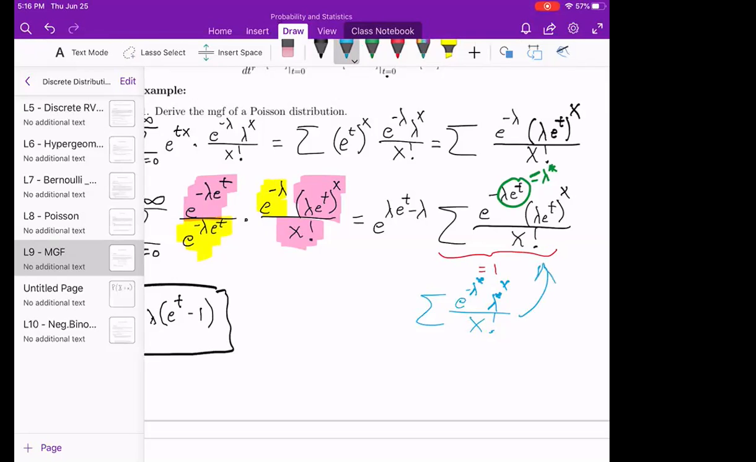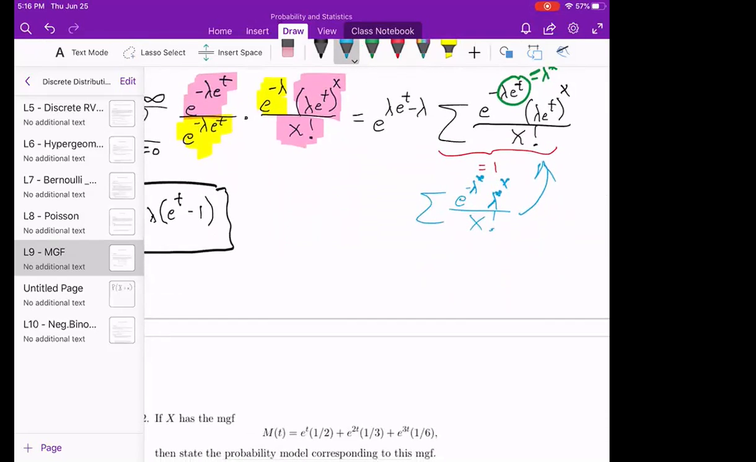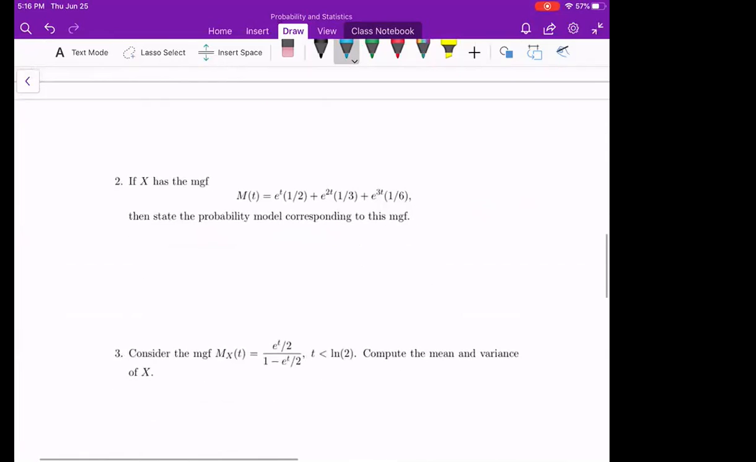All right, let's look at another. Hopefully things start falling into place. Let's take a look at number 2 here. It says if x has the MGF that is given here, then state the probability model corresponding to this moment generating function. So remember, recall that m sub x of t is given by the formula sum of e to the t x times p of x.